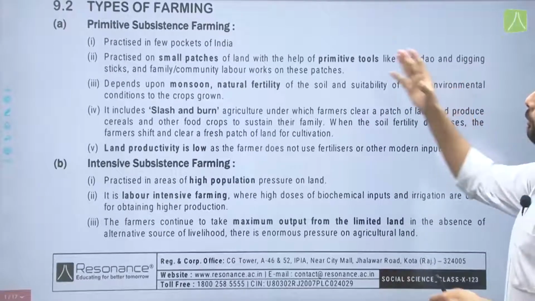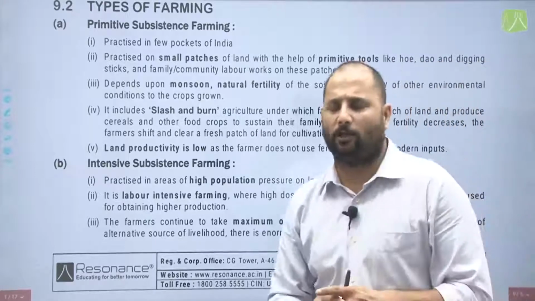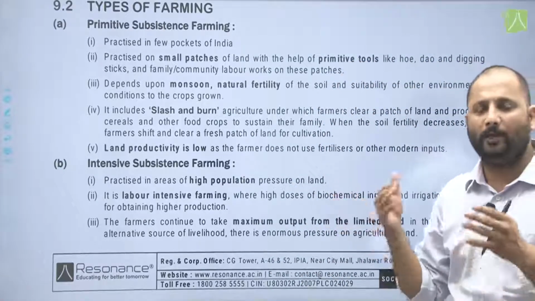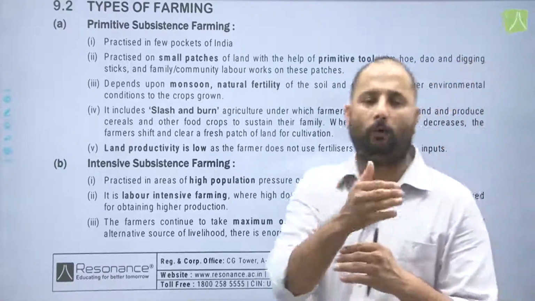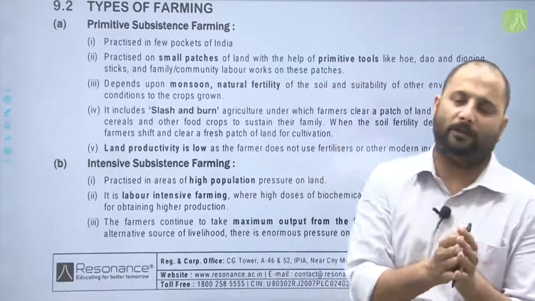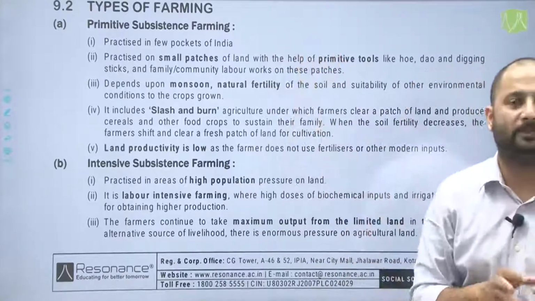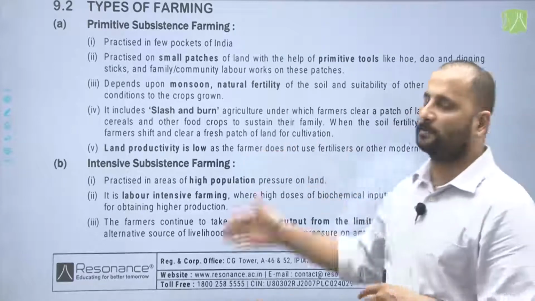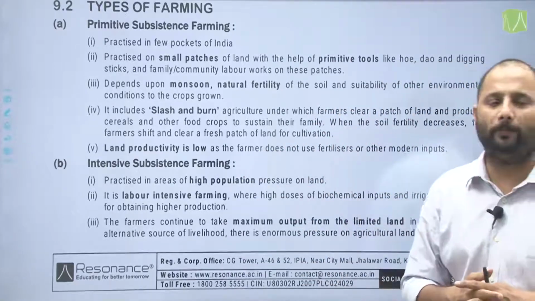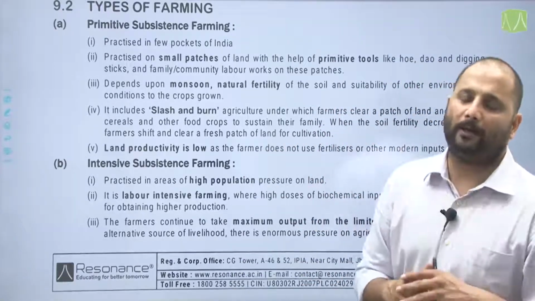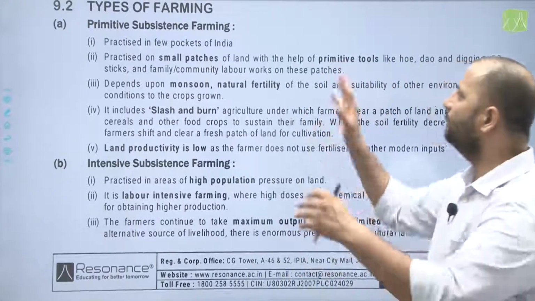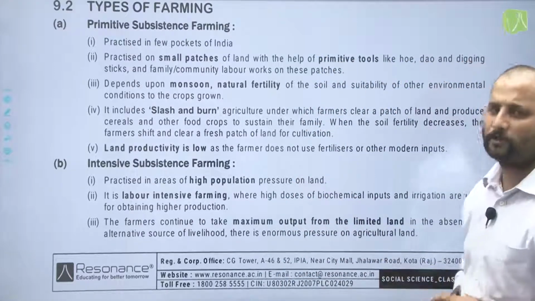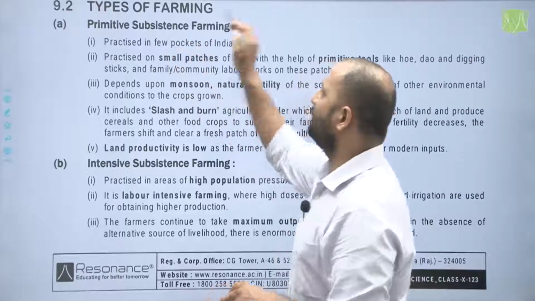Now, coming to the next topic of our discussion, types of farming. Here we will look at what kinds of farming are practiced in India. First, primitive subsistence farming, then intensive subsistence farming, and third, commercial farming, a part of which is plantations. Let us begin with the first one, primitive subsistence farming.